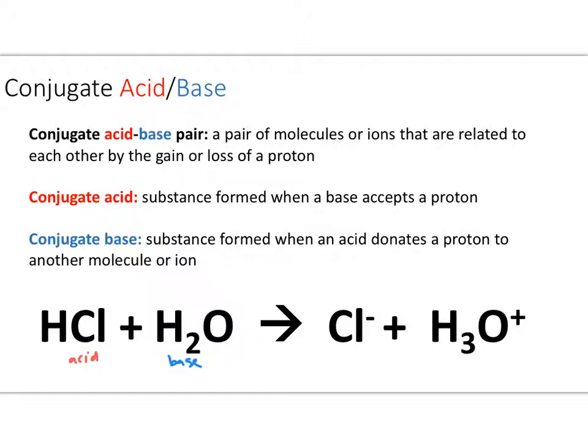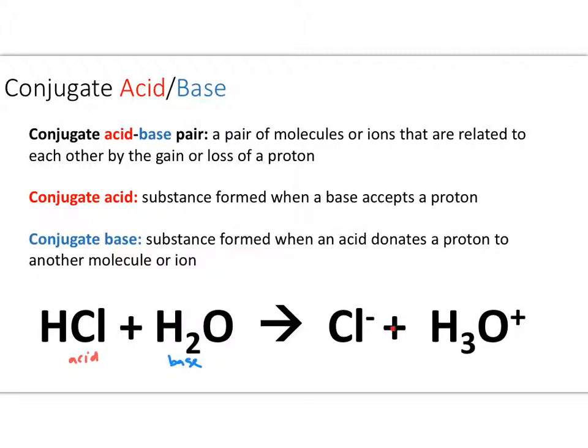On the previous slide, we identified our acid and our base, our proton donor and our proton acceptor. However, we really didn't have names for the things on the right-hand side. Whenever you have a transition or transfer between an acid and a base, you're going to end up with products known as conjugate acid-base pairs.